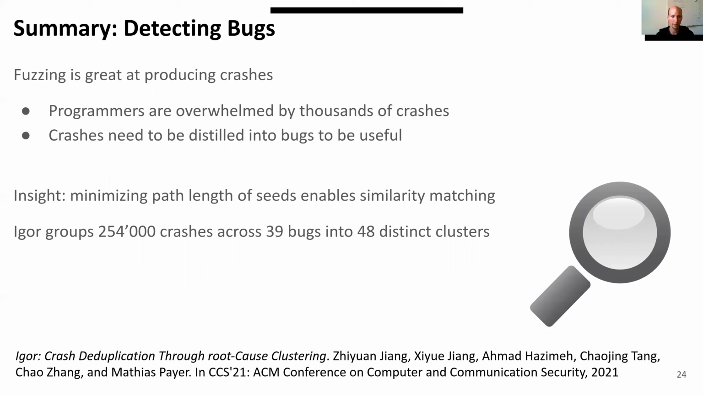One of the insights we had is that minimizing path lengths of seeds enables us to match based on topology and similarity. And Igor actually grouped 254,000 crashes into 48 distinct clusters that then map to 39 ground truth bugs that we analyzed. So it is much more feasible for a developer to analyze 48 clusters instead of 254,000 crashes. And out of the 48 clusters, they resulted in 39 distinct bugs. So this is a good mapping overall.